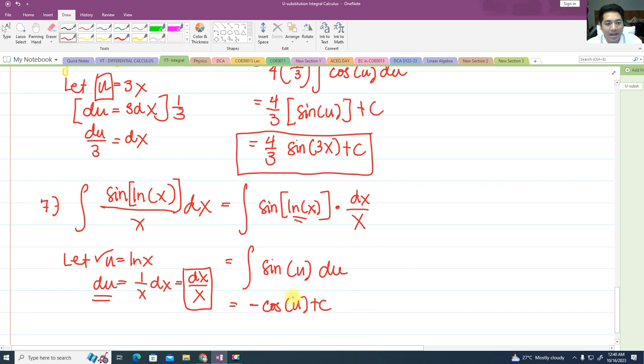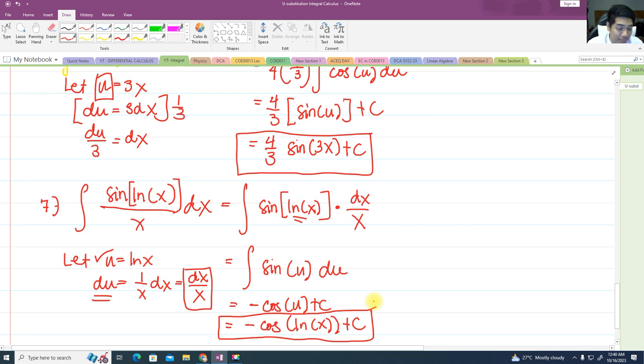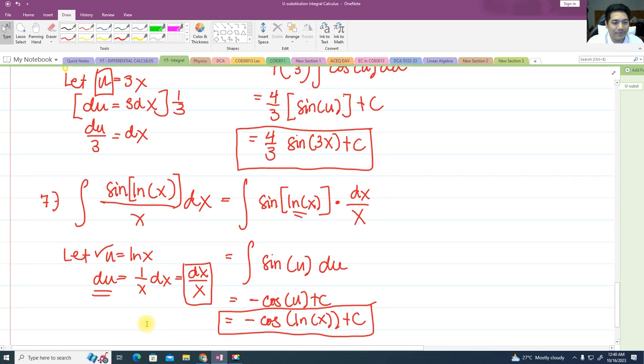Going back to the original variable, we have negative cosine of the ln of x plus c. This is back substitution. Remember to always go back to the original variable whenever you employ U-substitution, because otherwise your answer will be wrong if you don't substitute back to the original variable.